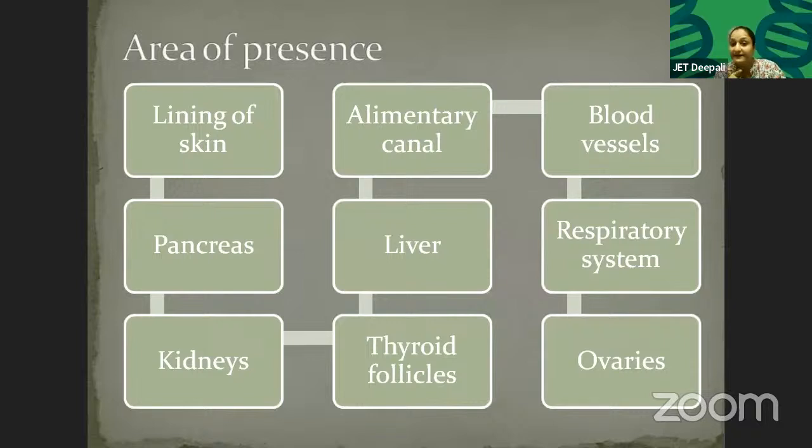Pancreas, kidneys, alimentary canal, liver, thyroid follicles, blood vessels, respiratory system, ovaries, alveoli. Alveoli means air sacs, the smallest unit of the lung. Fallopian tubes, testes, ovaries, alimentary canal. All these organs are lined and protected by epithelial cells.